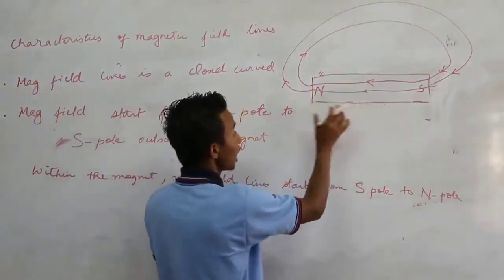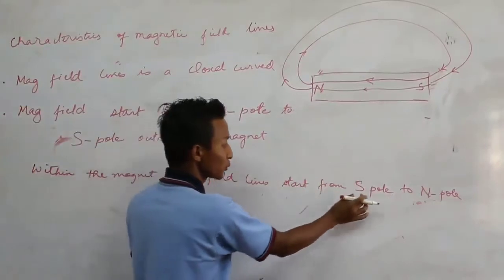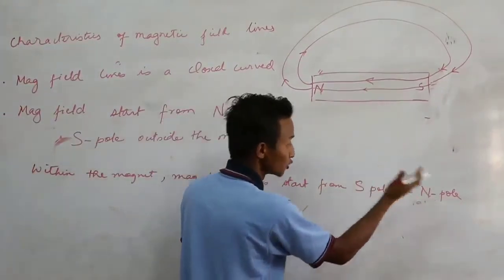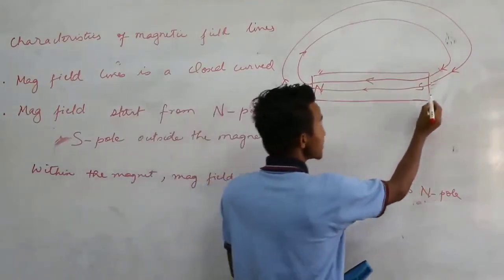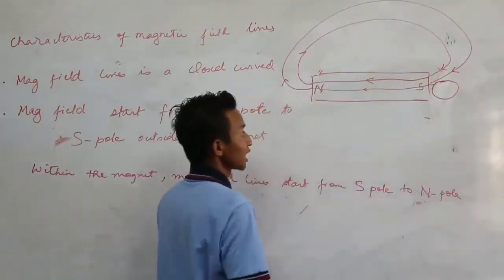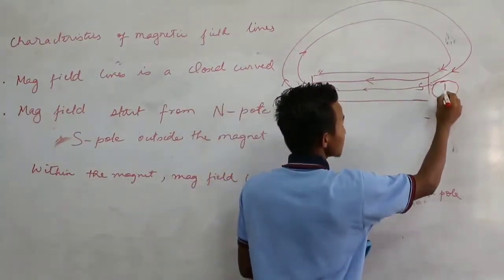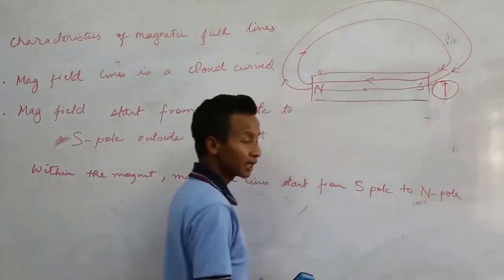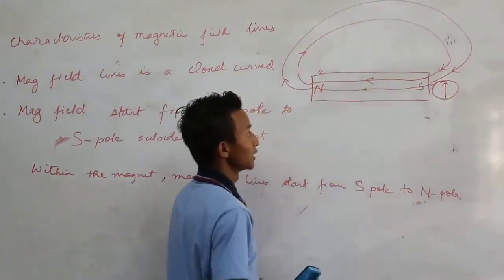Inside this magnet, how do we show that the direction of magnetic field lines is from the North Pole to the South Pole outside, and from the South Pole to the North Pole inside? With the help of a magnetic compass, you place it here. This is a magnetic compass which has a needle. This is the North Pole and this is the South Pole.